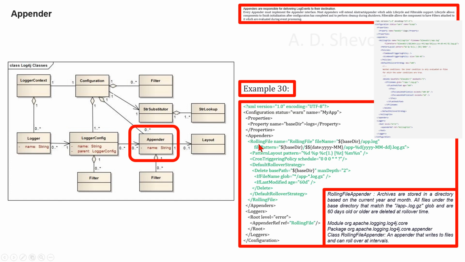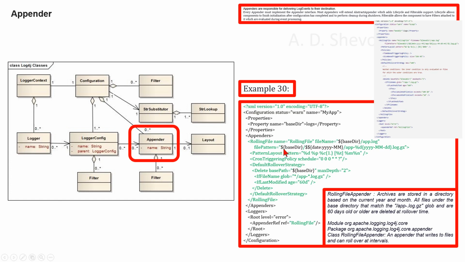Rolling file appender parameters: name, string, the name of the appender. fileName, string, the name of the file to write to. If the file or any of its parent directories do not exist, they will be created.